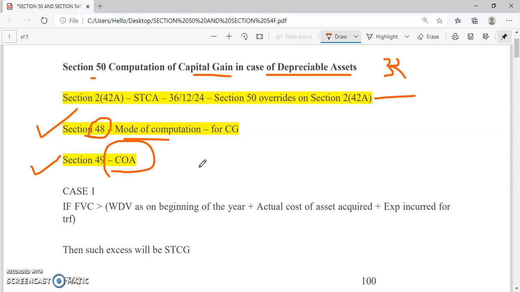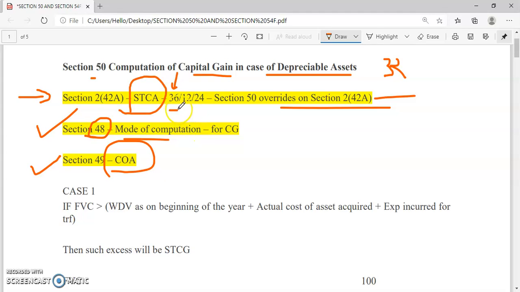So in case of a capital gain on a depreciable asset, Section 48 as well as Section 49 will apply with certain modifications. One most interesting part of this section is that it will override Section 2 subsection 42A. What is Section 2 subsection 42A? Section 2 subsection 42A talks about the definition of a short term capital asset. It says that if any asset is held for a period of not more than 36 months, meaning it is held up to 36 months, then it can be termed as a short term capital asset.